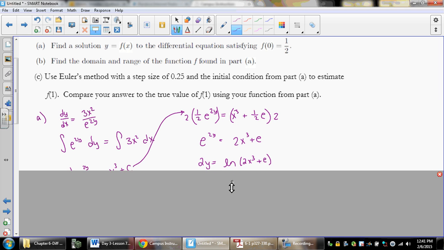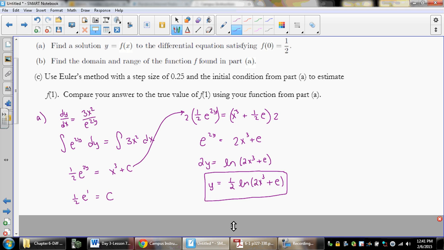So your final answer up top here for A should be that you multiply by e to the 2y, you multiply by dx, you end up with this. The antiderivative of e to the 2y is e to the 2y divided by 2, and this just becomes x cubed plus c. Solve for c. C is 1/2 e to the first.